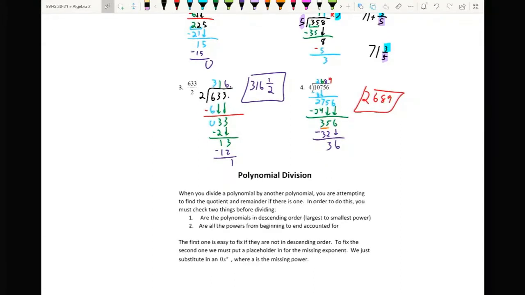We need it to be in descending order. Okay, so powers, largest power to smallest power. That is number 1 there. The second piece is we have to make sure that all the powers are accounted for from beginning to end. Now, if there's any that are missing, we are going to replace it with a 0.